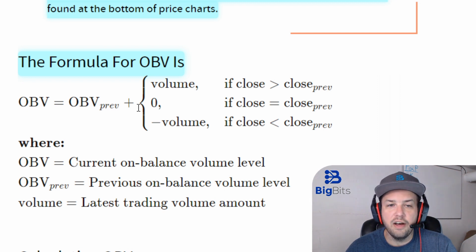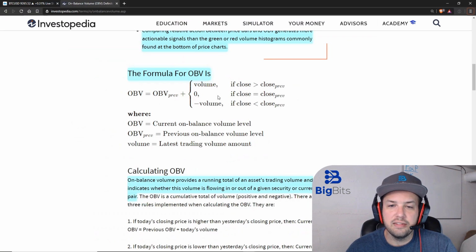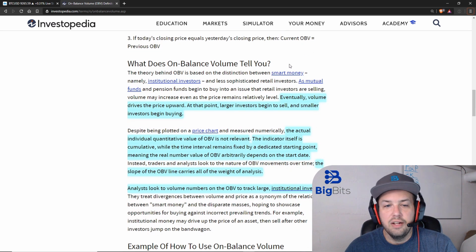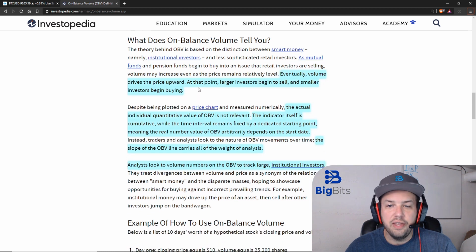And so you can just kind of tell by looking at this calculation that this is a cumulative value. It continues to add on top of the previous value. And that's why those numbers were so large on the indicator on TradingView when we looked at it at the very beginning of the video. Now it goes on to explain that just a little bit more and just tells you that it's a running total of the volume, and it indicates whether the volume is flowing in or out of that security. Now, it does try to go in to tell you that this is a good way to find divergences.